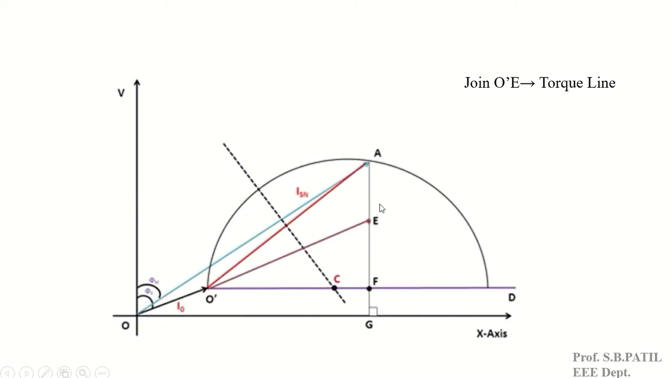This is the variable loss. This variable loss is called the copper loss. This FG will give the fixed loss, or this is called the iron loss. The total copper loss is divided into two parts: rotor copper loss and stator copper loss. We have to divide it equally and take the center point of AF, considered as point E. Then join E and O dash, it will give the torque line.